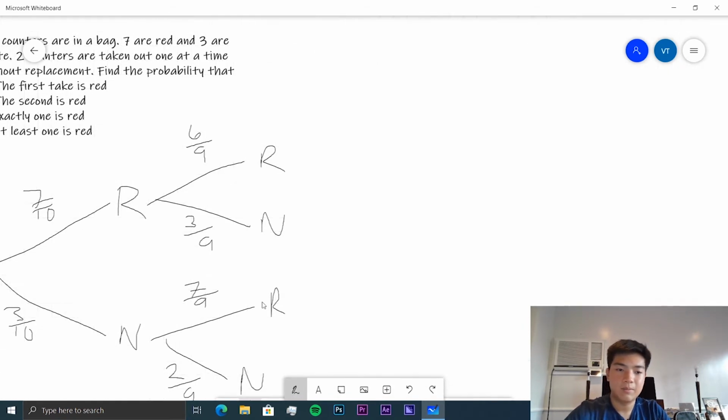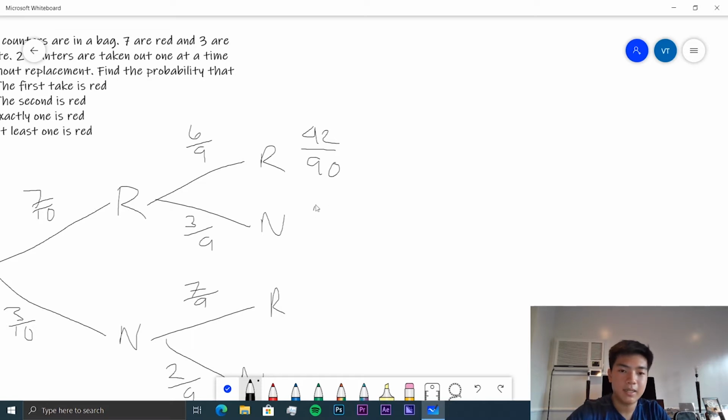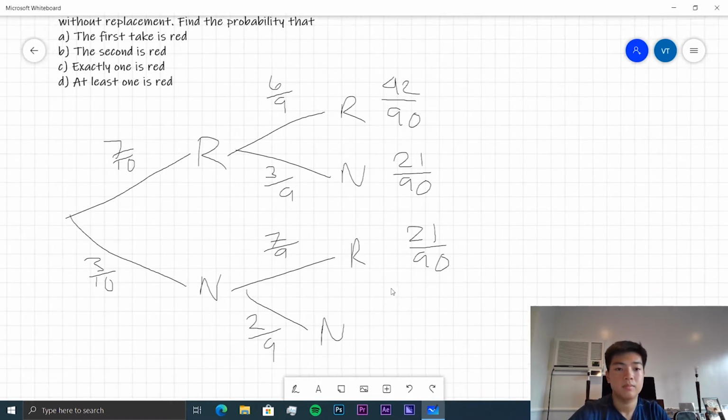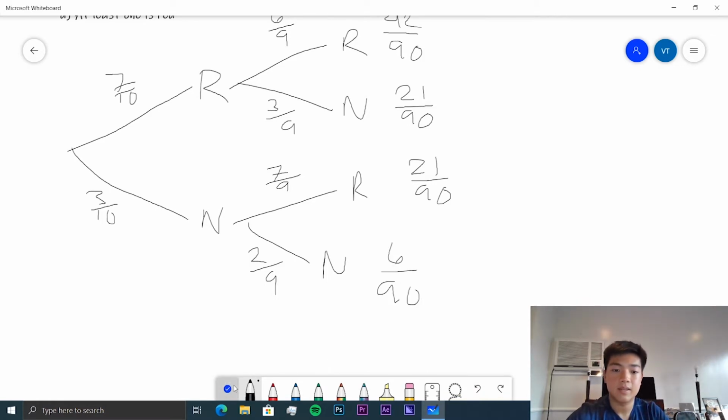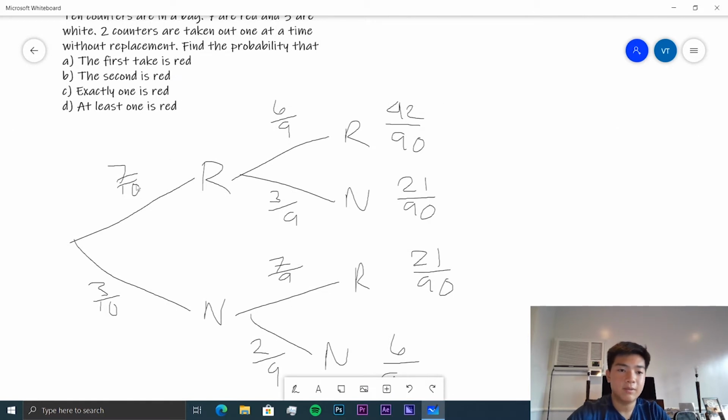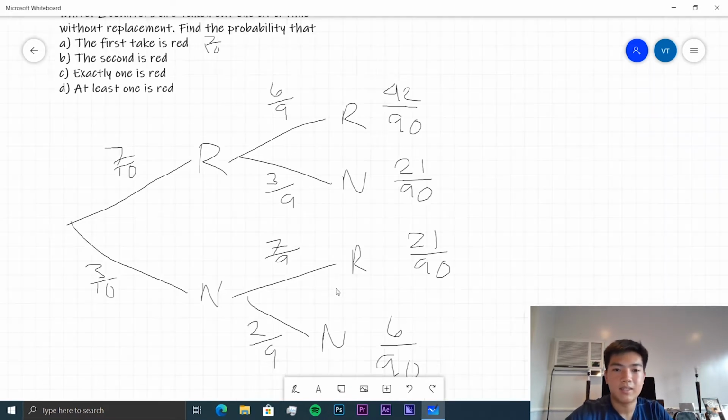So let's just calculate the probability. The probability that both are red is 42 over 90. The probability that the first one is red, the second is not, is 21 over 90. The probability of this one is 21 over 90 as well. And the probability that both of them are not red is 6 over 90. Okay, so the first taken is red, 7 over 10. The second one is red.